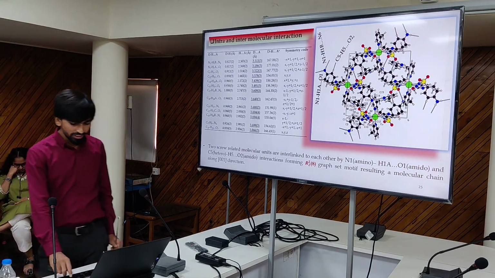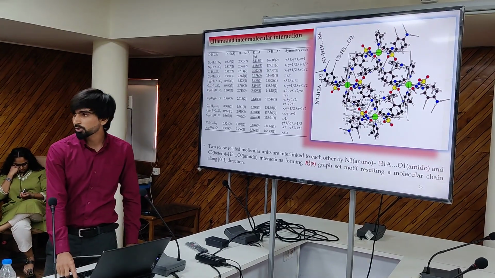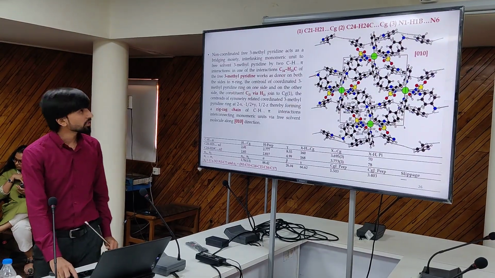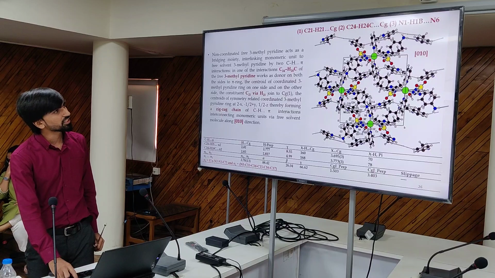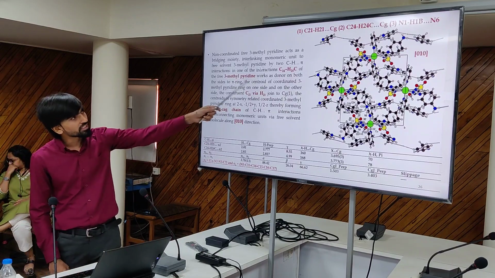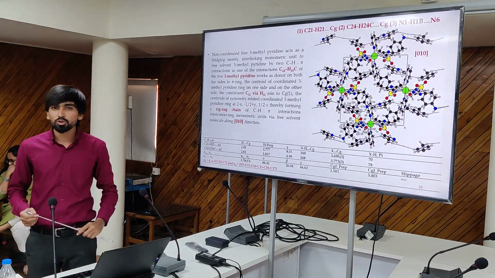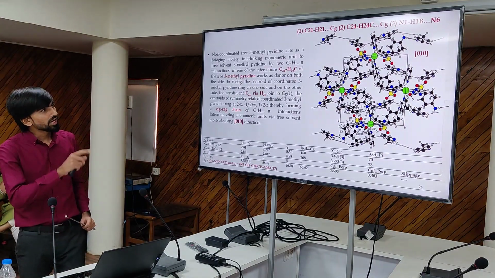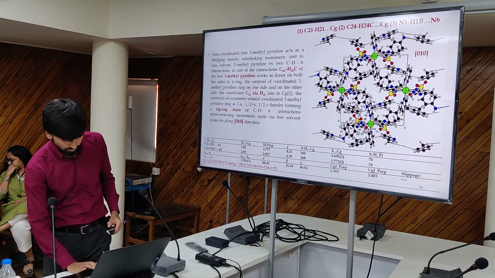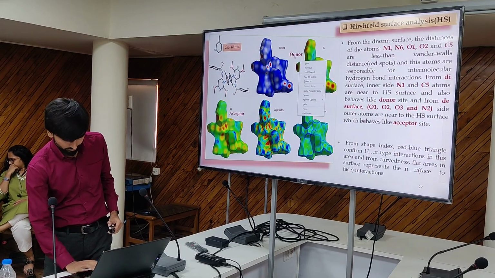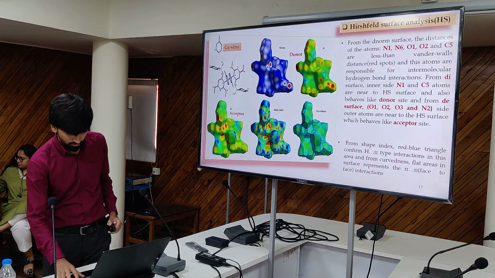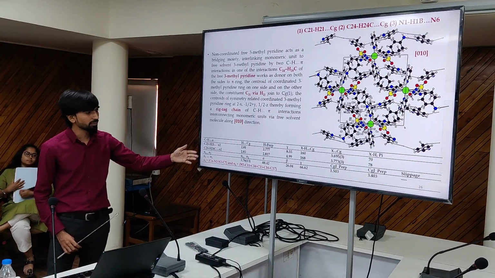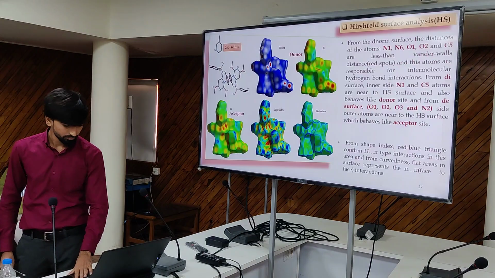also in this compound, the CH-π interaction plays a major role in the molecule stability as well as the molecule packing. This is the intramolecular interaction, and this one is the CH-π interaction. Here, the free solvent molecule also plays a major role in the molecule stability via CH-π and π-π interaction. And here I list the CH-π and π-π interactions of my molecule.